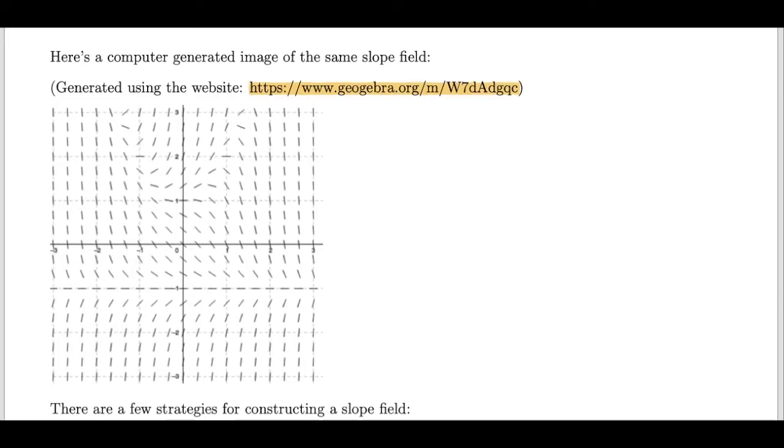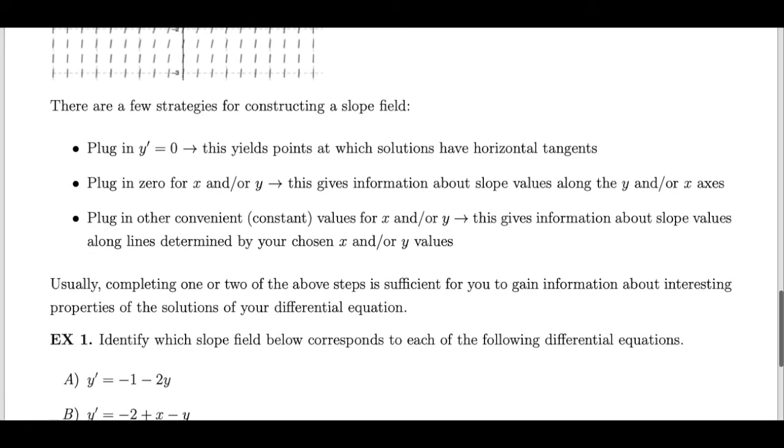I want to look at one more example, and before we do, I just want to summarize the process of how we would generate a slope field in general. In the middle of this second page of notes, I've indicated 3 strategies for constructing a slope field. The idea is to work through as many of these steps as necessary until you've generated sufficient information to draw some interesting conclusions about your solutions. The first step is to set y prime equal to 0. This yields points at which the solutions have horizontal tangents.